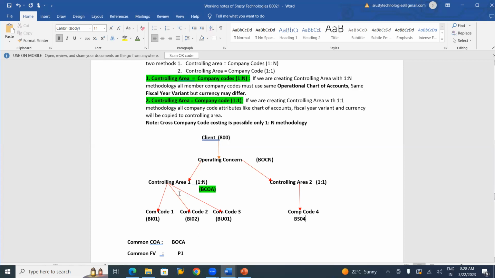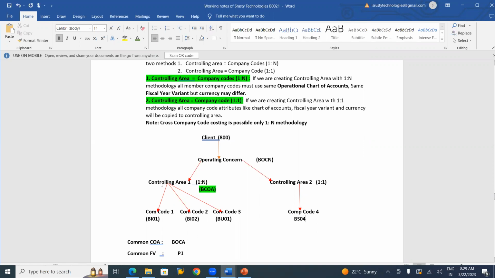Fine. So here you can see the 1:n methodology. My Birla controlling area, BCO, we can define later. Company code 1, BI01, company code 2, BI02, company code 3, BU01. I'm connecting with the 1:n methodology. What does it indicate? Here I'm using the same chart of accounts, and at the same time, I'm using the same fiscal year for all 3 company codes. That's the reason we are able to map the 1:n methodology of the controlling area.